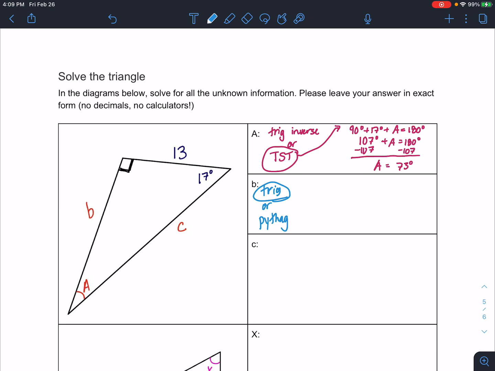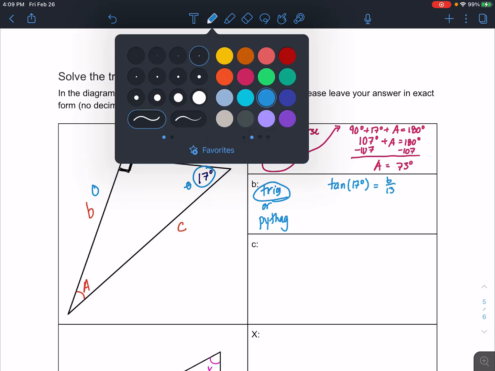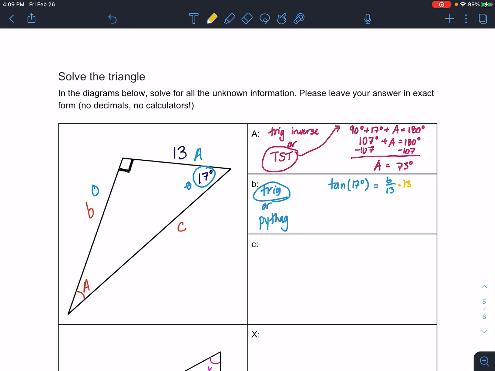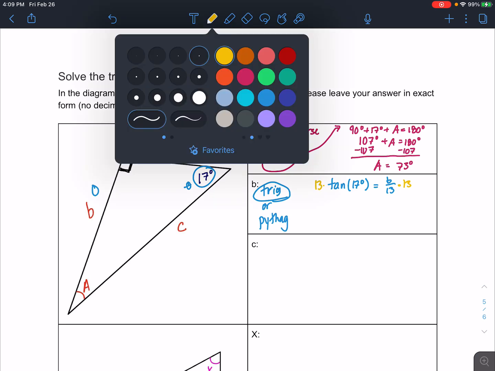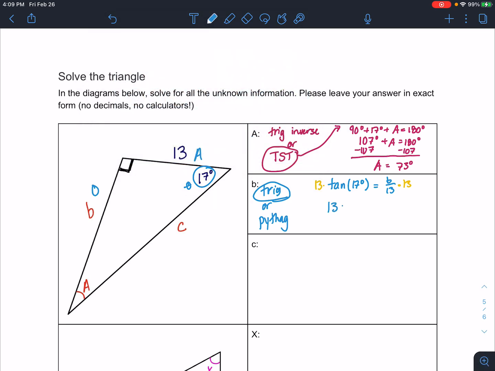So let's think about what trig I know. Here's my angle, so this is theta. I've got to know my adjacent side, because that's the 13. And the side I'm looking for, in this case B, is my opposite side. So I can say tangent of 17 degrees is B over 13. And then I can solve for B by undoing the division by 13 on both sides. And I find that 13 times the tangent of 17 degrees is equal to B.